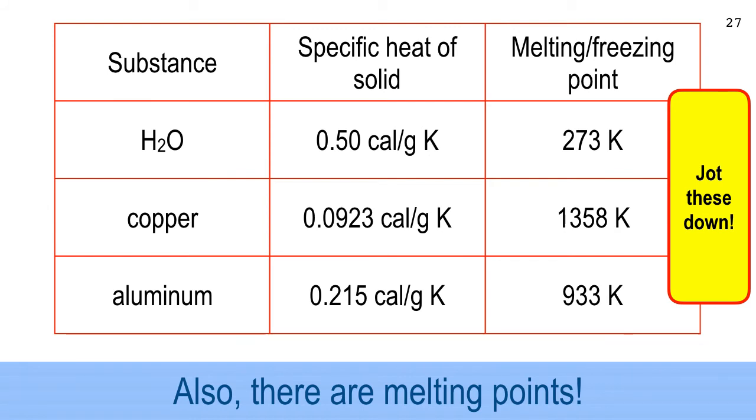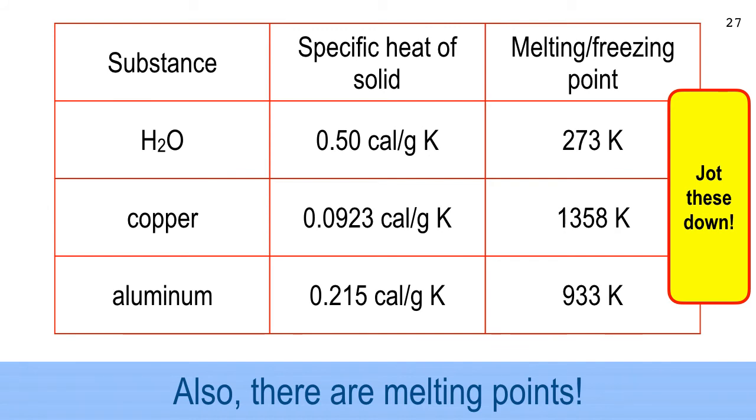Copper, 0.0923 calories per gram Kelvin for the specific heat. And melting and freezing point, you don't really think about that as freezing for copper, but you could call it that. It's 1358 Kelvin, so that's a pretty high melting point. Aluminum is not quite as high of a melting point, 933 Kelvin. It's still pretty high, but it's not as hot as copper. But it has a specific heat of 0.215 calories per gram Kelvin.